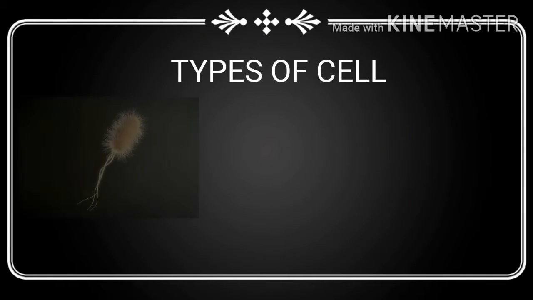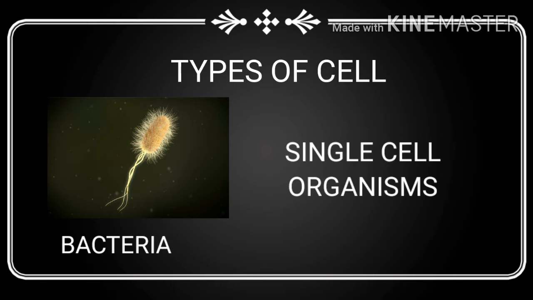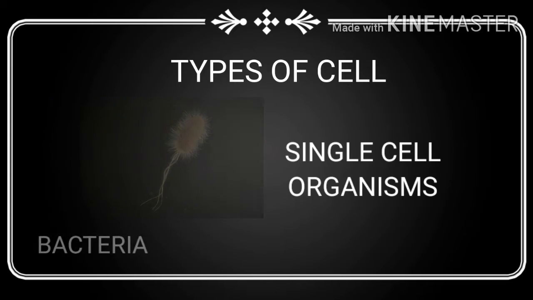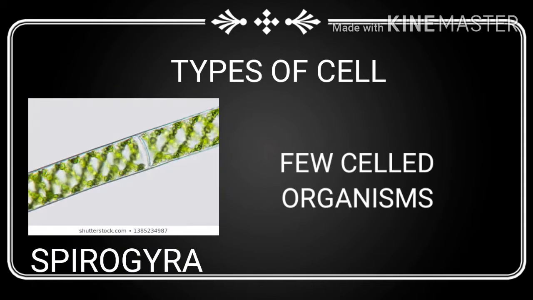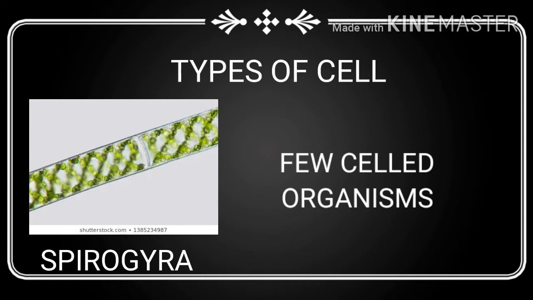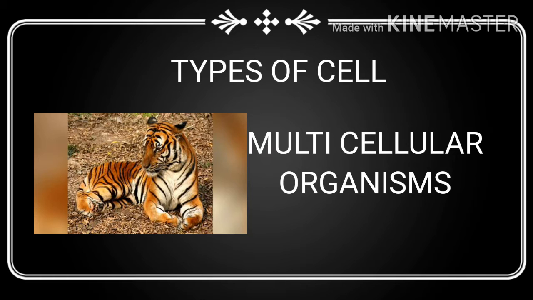Now cells can be of many types. First comes the single cell. The single-celled organisms are organisms which are made up of only one cell. Example, bacteria, yeast and amoeba. Few-celled, when organisms are made up of just a few hundred cells. Example, Spirogyra and Volvox. Multicellular, when made up of millions of cells.